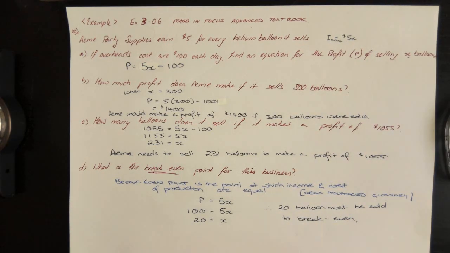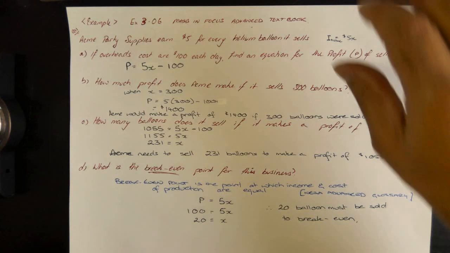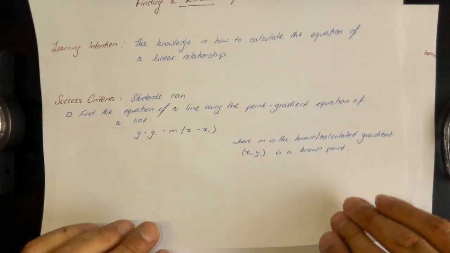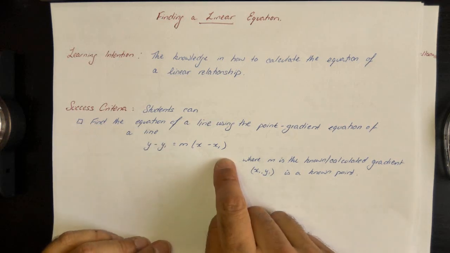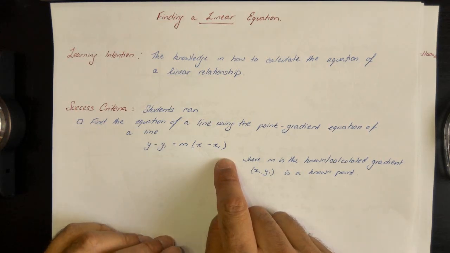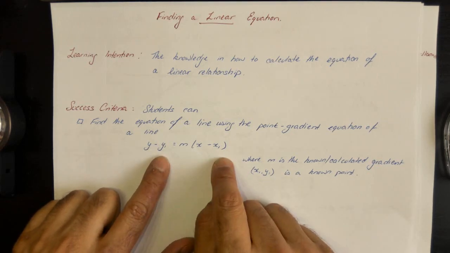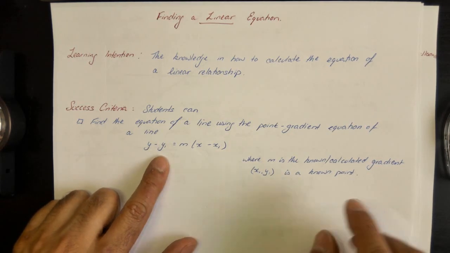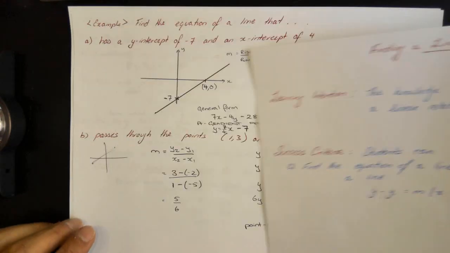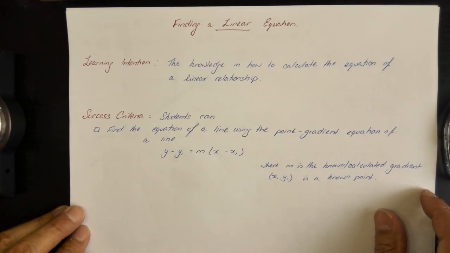Okay, and that's how to find an equation of a line. Okay, so looking at success criteria, we need to be able to use this formula, especially when we're given 2 points. When we're given 2 points, we've got to find the gradient first and then choose one of those points to find the rest of it. And these are all the examples we've gone through. Okay, so good luck.